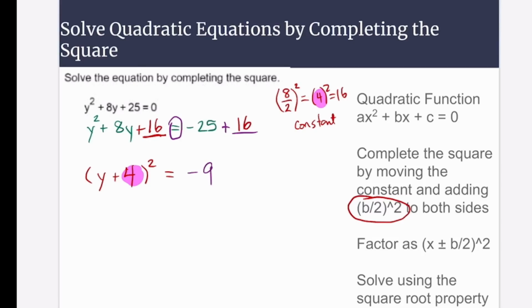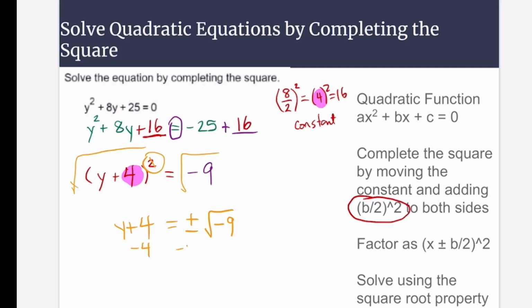And now we're solving using the square root property. I have my variable inside parentheses, and it's being squared, so I can do square roots. I'm going to do the square root on the left and a square root on the right. Again, you are always writing plus and minus every time you do the square root property. So it's plus minus radical negative 9. And on the left, the square and the radical cancel. I get y plus 4.